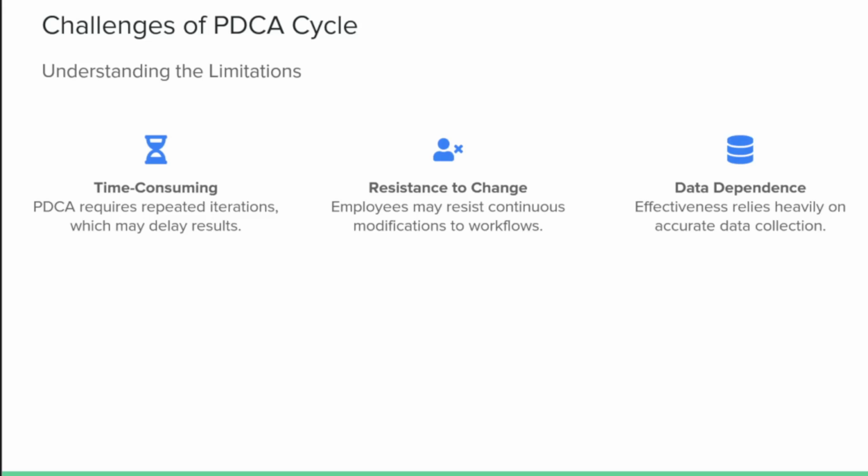Another common issue is resistance to change, as employees may be reluctant to adapt to ongoing modifications in their workflow. Additionally, PDCA's effectiveness depends on data quality. Without accurate, reliable data, the evaluation and decision-making phases can lead to ineffective improvements. Recognizing these limitations helps the organization develop strategies to overcome them.